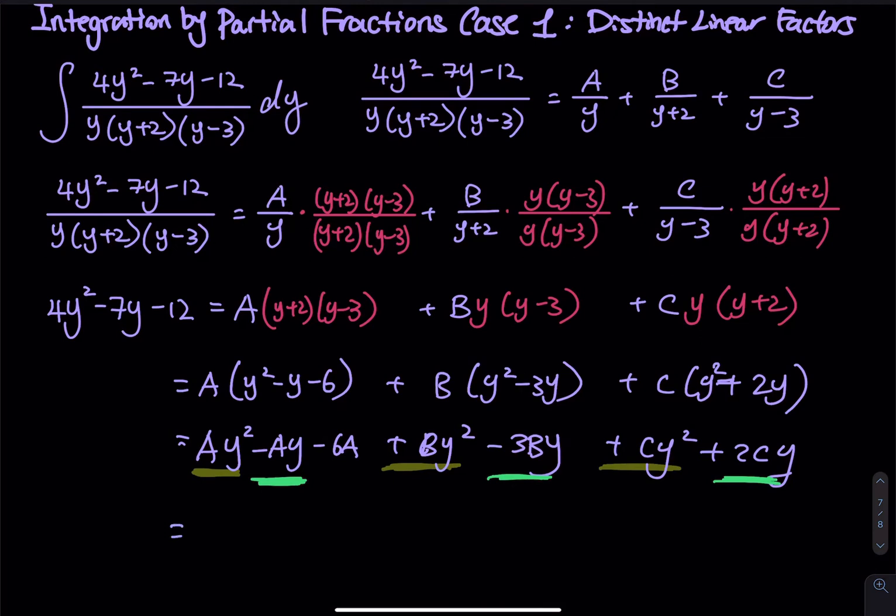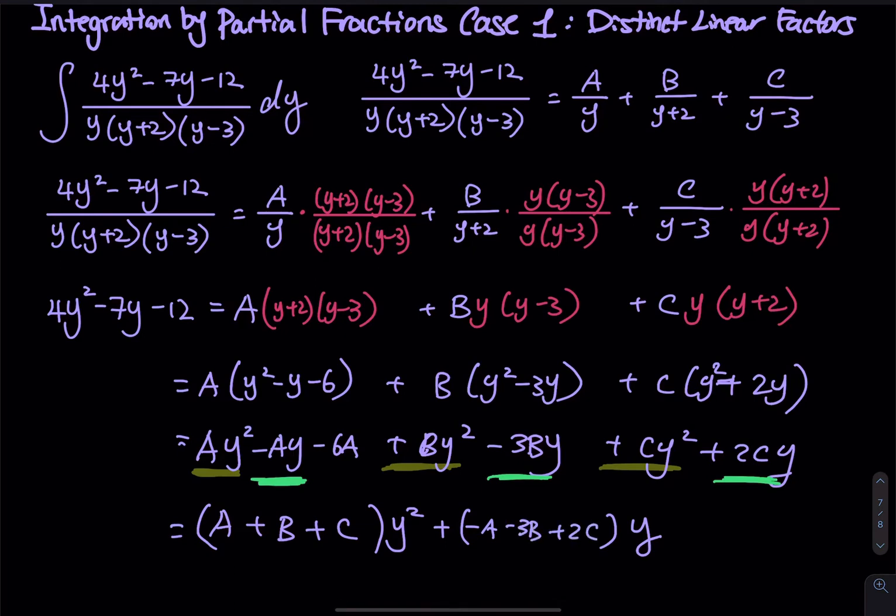So you can just draw a parenthesis, write the A, and then the B, and then the C, and leave the y squared outside. And then draw another parenthesis and leave the y outside. So we have negative A, minus 3B, and then plus 2C. And then the last term is just minus 6A. Okay, and then on the other side, I have 4y squared minus 7y minus 12.